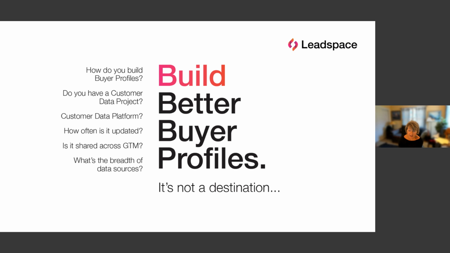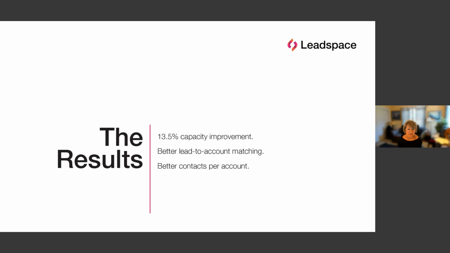Think about media buying, salespeople going after certain individuals, etc. So some of the results that we've seen with really great profiles can be improving 13.5% sales capacity because they've got the right information, the right context about an individual. They're going after the right person who is identified with being an appropriate buyer for the company.